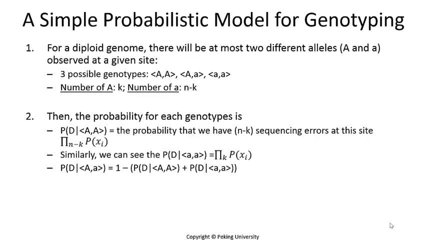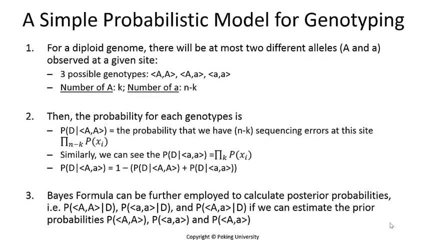We can even improve the accuracy of genotyping further by using the Bayes formula to calculate those probabilities as posterior probabilities, if we can obtain the prior probability of each genotype occurring in populations by some background knowledge. Of course, genotyping models used in practice need to consider many more factors than this toy model. Nevertheless, the basic ideas behind them are the same.